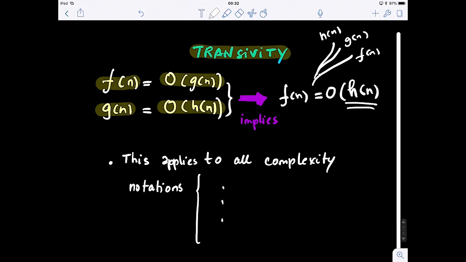Actually, the transitivity rule does not only apply to the big O notation, it applies to all of them: omega, theta, little o, and little omega.